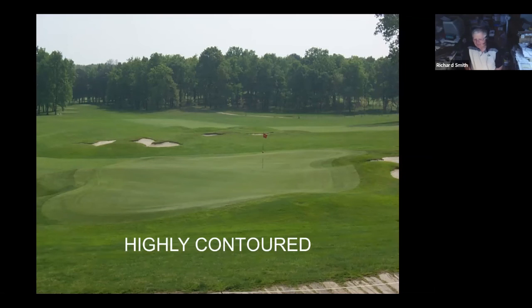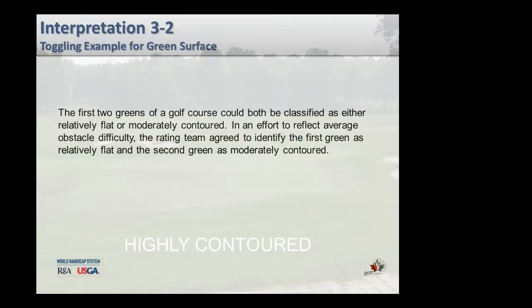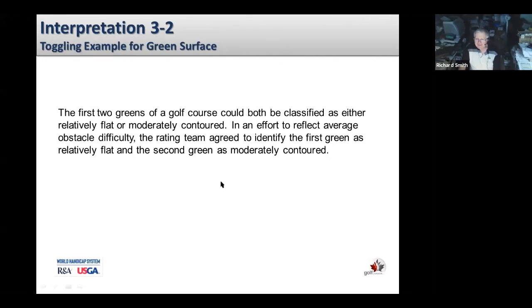Because after all, if the majority of golf associations are rating them that way, then we should not be different. That's one of the purposes of having these sessions, is to ensure that we're doing it uniformly. And it's not necessarily so much what we choose to do, it's everybody doing it the same way. Okay, yeah, here's mention of that toggling that we sometimes do.